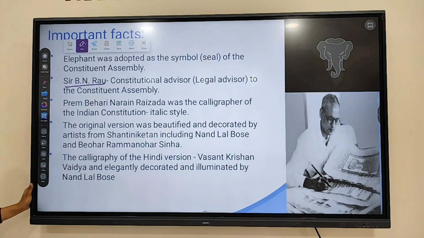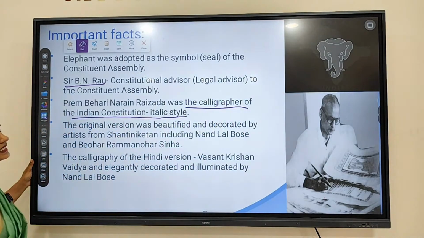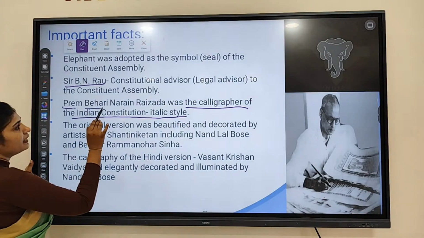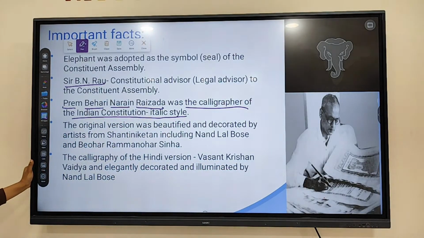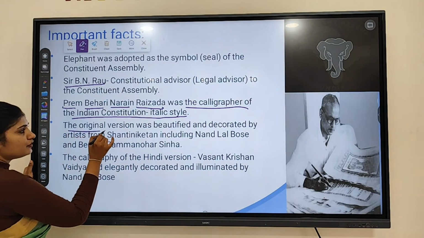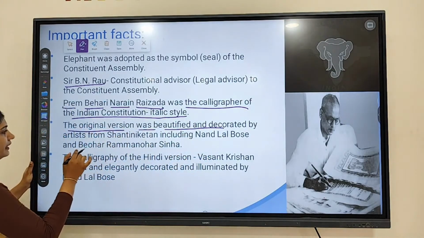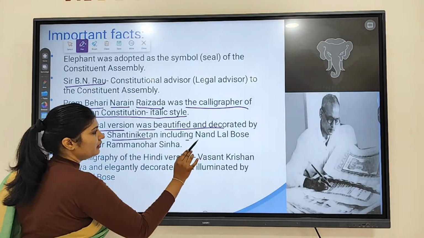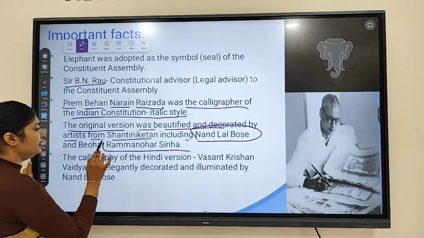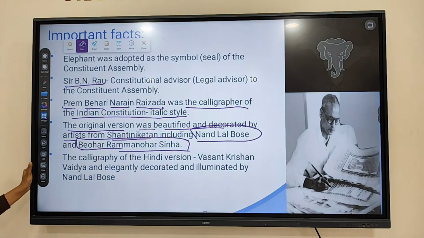Concentrate, don't write. Who was the calligrapher of the Indian Constitution in an italic style? Prem Behari Narayan Raizada. And the original version was beautified and decorated by the artists from Shantiniketan, including Nandalal Bose and Vyohar Ram Manohar Sinha.